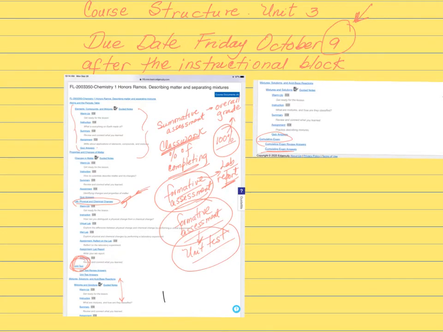Now, this is the only thing that you're going to complete: all these assignments that you have in this unit. Remember that I'm going to be dropping small assignments in Google Classroom, and you're going to receive a grade for that too.